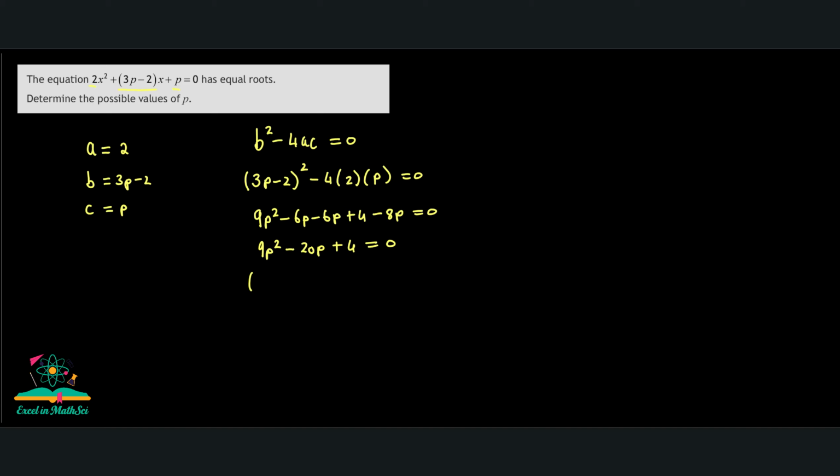Now, if I factorize this, so factorize and solve, that would be minus 2, minus 2. So therefore, 9p minus 2 is equal to 0, or p minus 2 is equal to 0. So if I solve this, I get p is equal to 2 over 9, and for this one I get p is equal to 2.